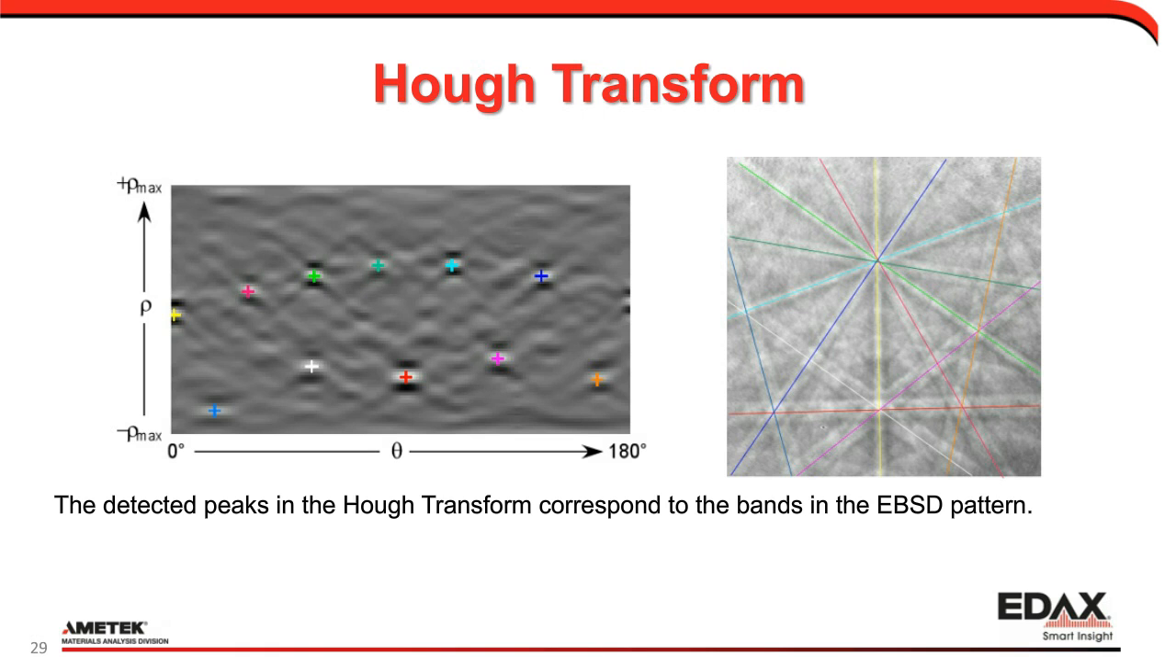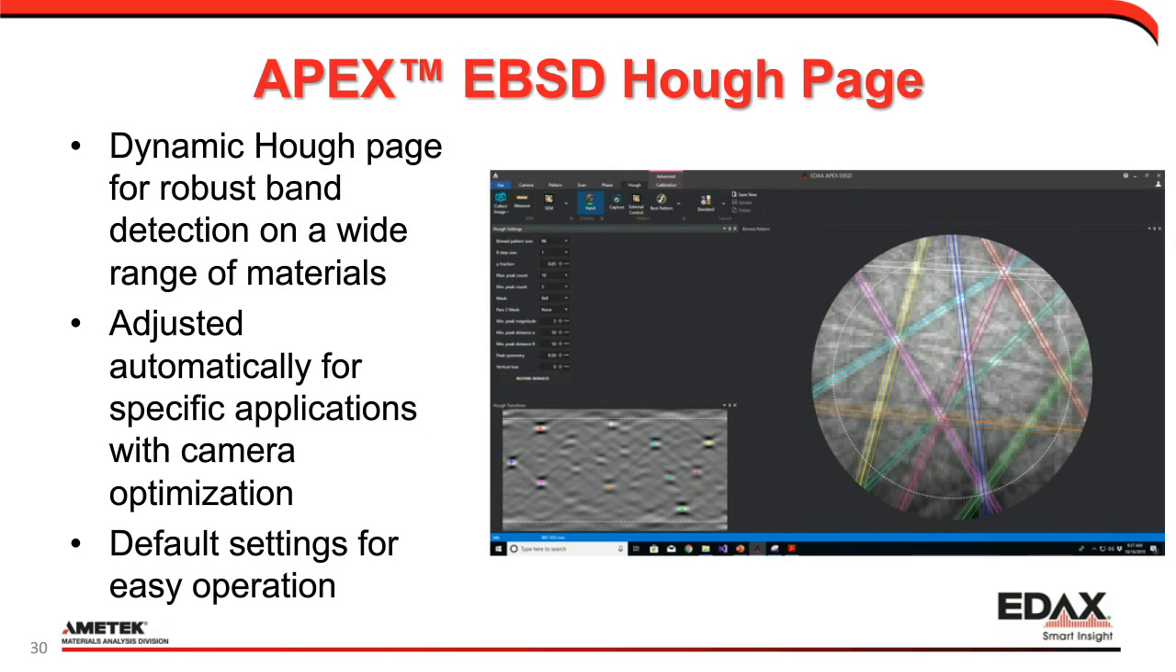You can see on the image on the left, they have a very characteristic dark, light, dark fingerprint. And so the software has a routine that's designed to find those points in the Hough space, which correspond to bands in the EBSD pattern. So that's what we're trying to do. Of course, it's the key to being able to index a pattern. If you don't find bands correctly, it doesn't matter what your indexing engine compares it to. It's garbage in, garbage out.